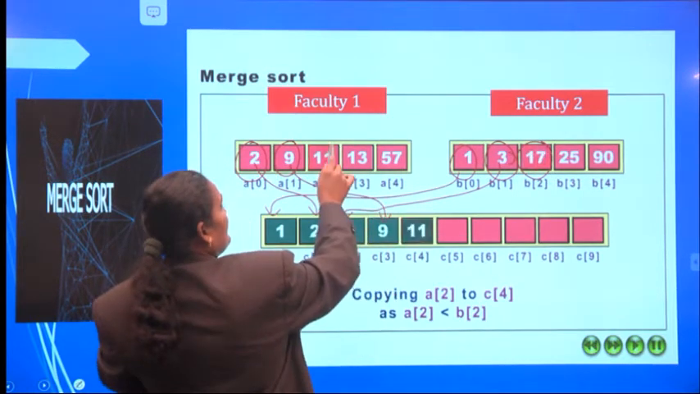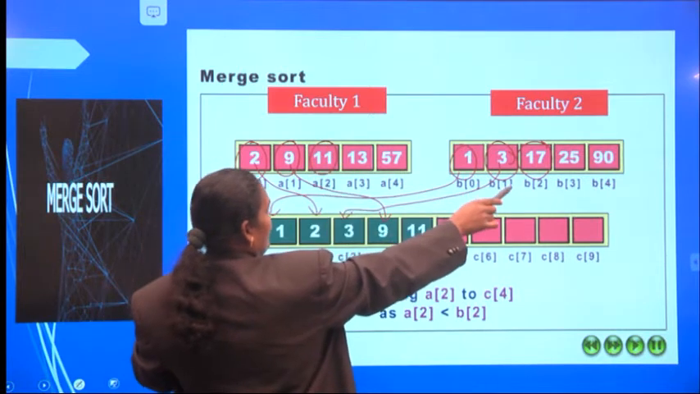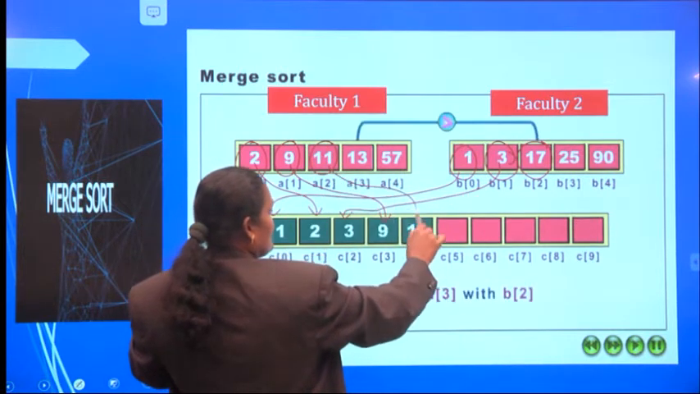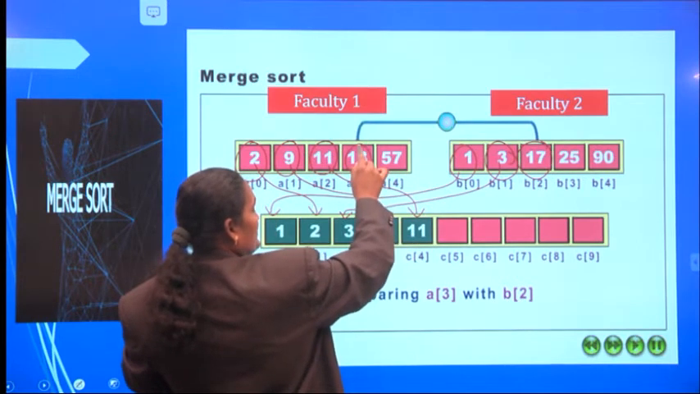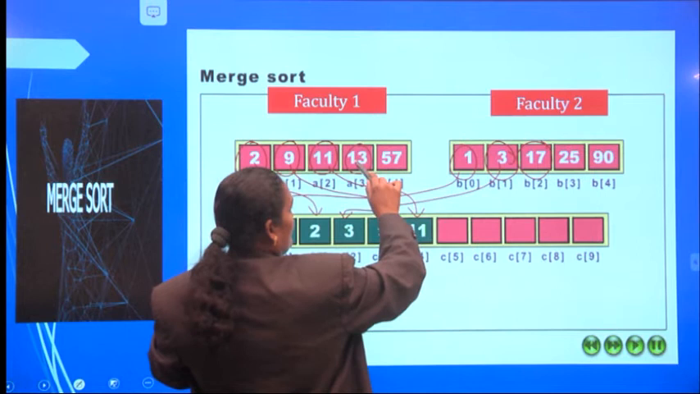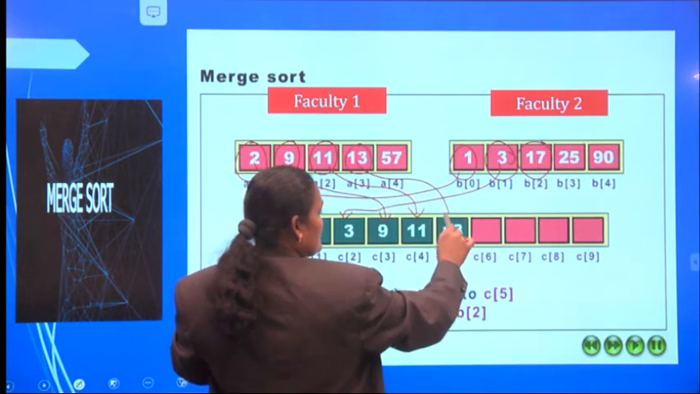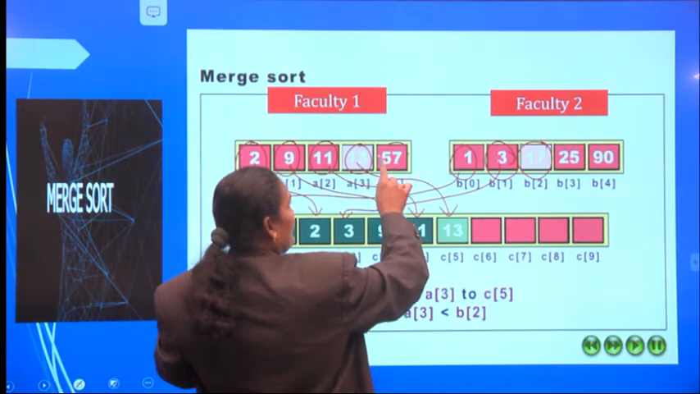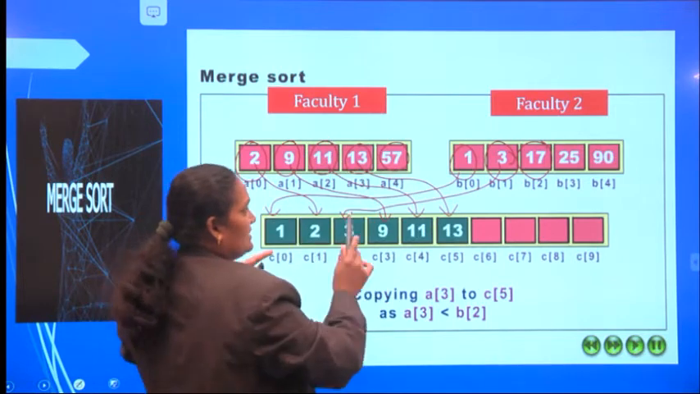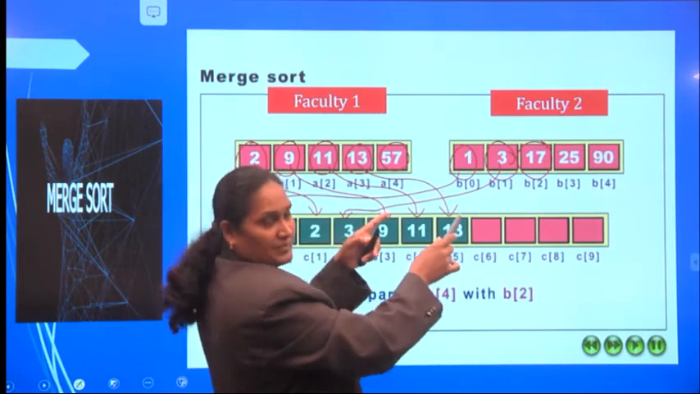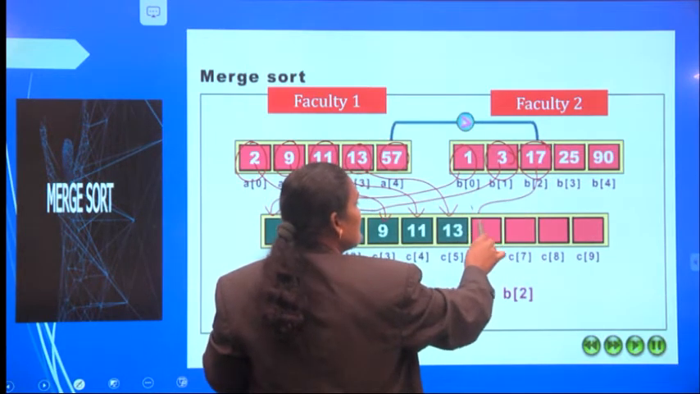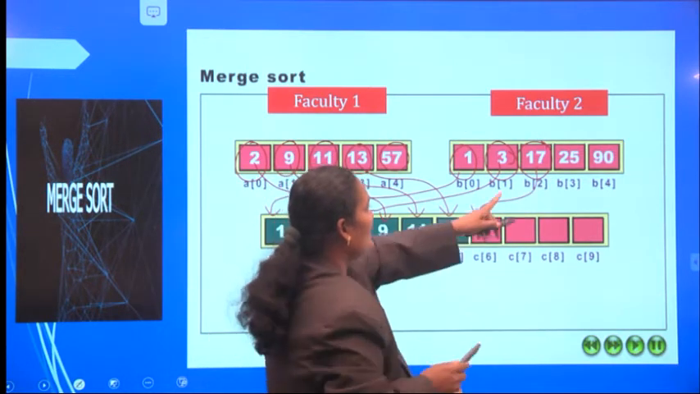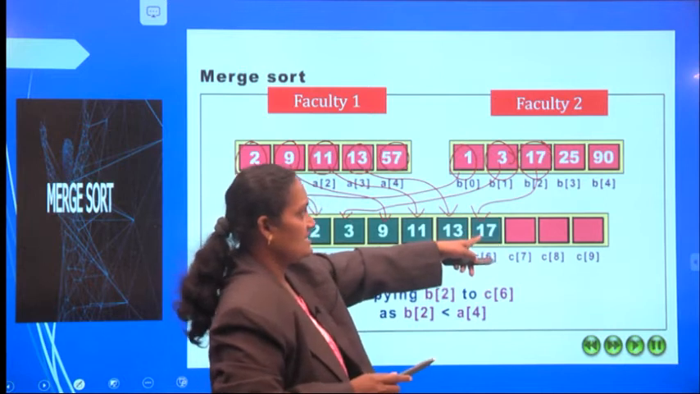After that, we considered 11. 11 and 17 are compared. 11 is less, so we copied 11 here. Next, we considered 13 from this. 13 and 17 are compared. 13 is less, so 13 is copied here. Next, we are considering 57. 57 and 17 are compared. Since 17 is less, we are copying 17 here.